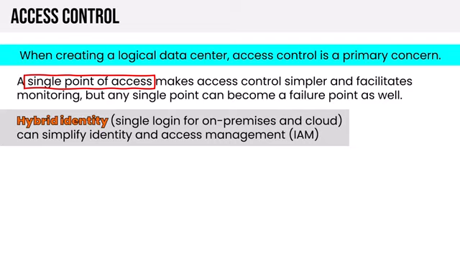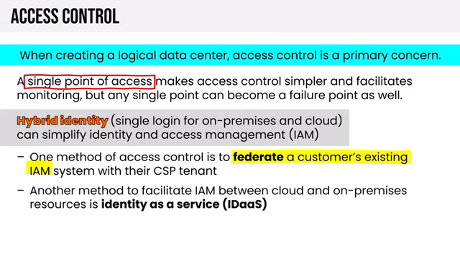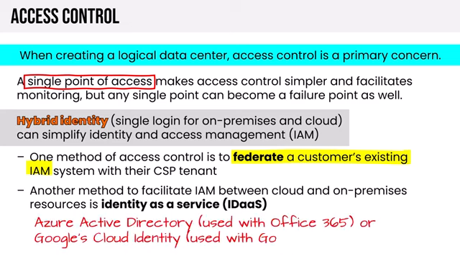In the hybrid cloud, which is very common in large organizations, a single login for on-premises and cloud can simplify identity and access management, a very common identity model. One method of access control is to federate a customer's existing identity and access management system with their CSP tenant. Another method is to facilitate identity and access management between cloud and on-premises using identity as a service. A couple of examples of identity as a service would be Azure Active Directory used in Office 365 or Google's Cloud Identity used with Google Workspace.